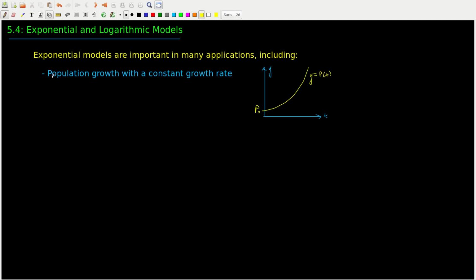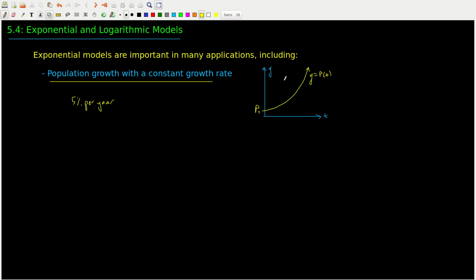The first type is population growth models, and these involve exponential functions whenever the population grows at a constant rate relative to the current population. For example, if I tell you the population grows at 5% per year, I'm saying that each year we take the current population and add 5%. And so the next year we add 5% to the already increased population from the year before, and so on, and that behavior leads to exponentially increasing populations.